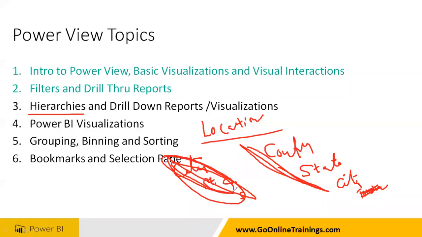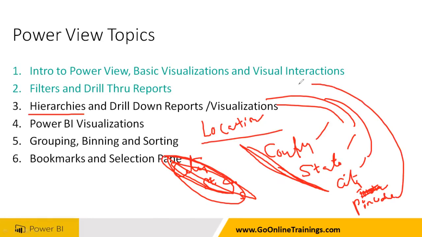Hierarchy means organize the data in the proper order, that is, related values. Country, state, city, all of them are related to a location, or you can also have a pin code, right? All these are related to location, and you need to organize from highest to smallest. Remember, highest value to smallest value.